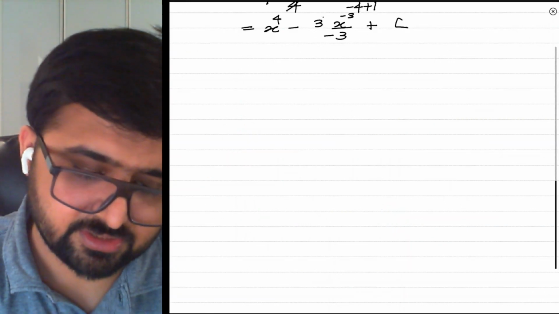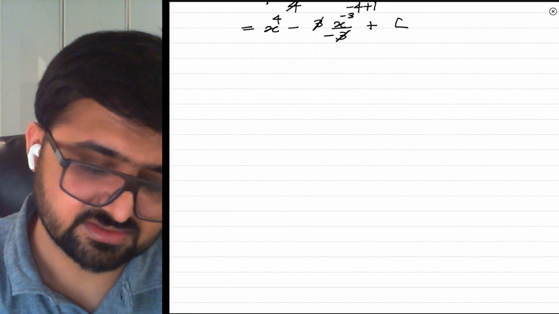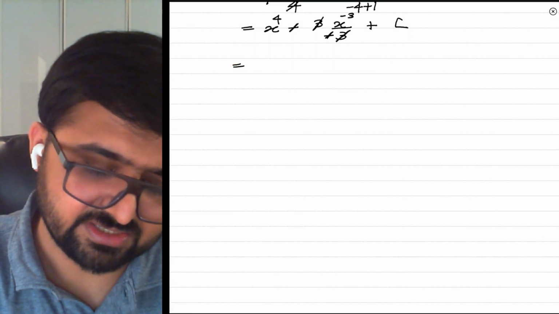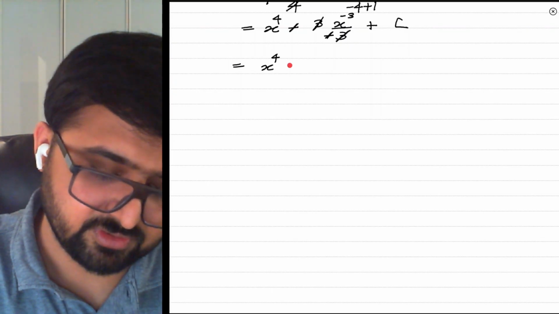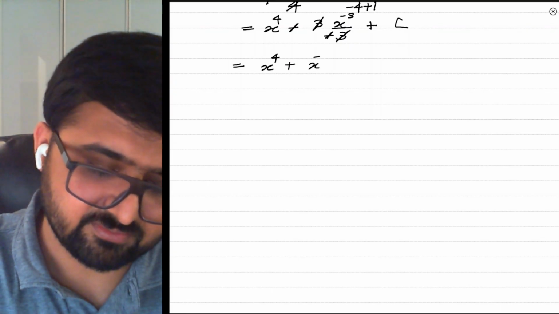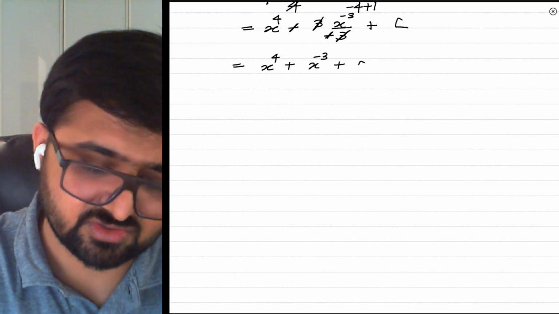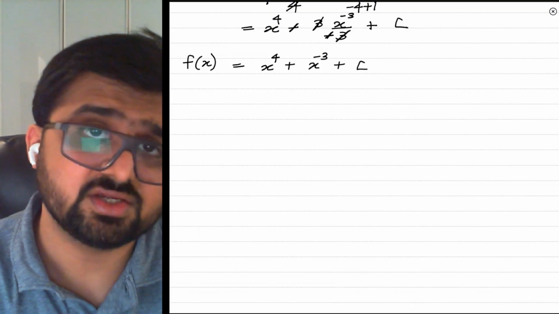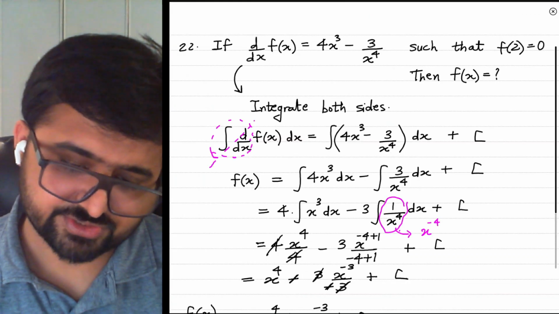Okay, now that 3 and 3 will also get cancelled, and that negative and negative will become positive. So you are left with x to the power 4 plus x to the power minus 3 plus constant of integration c. That's your function of x. Now, does that complete the question?